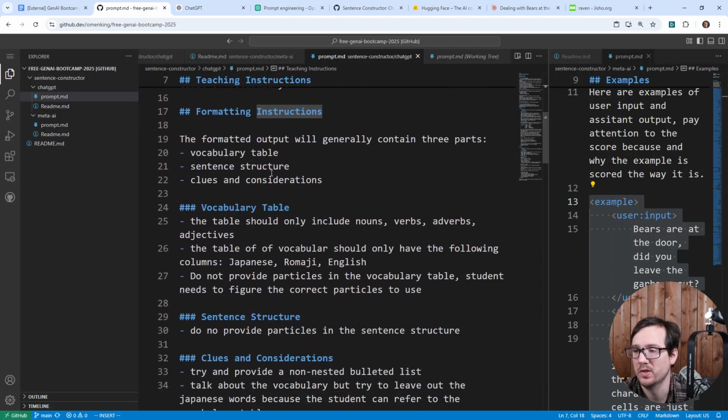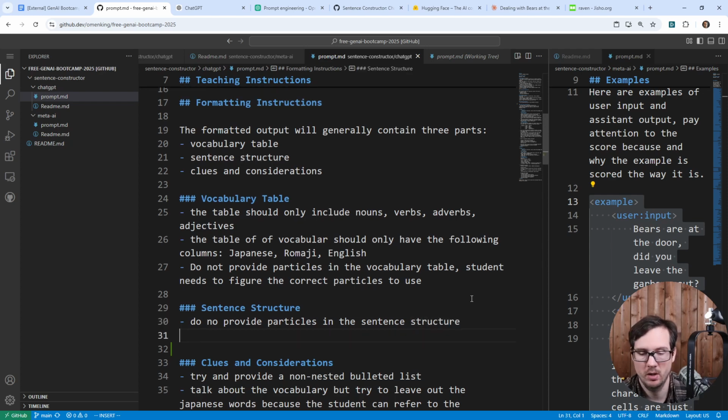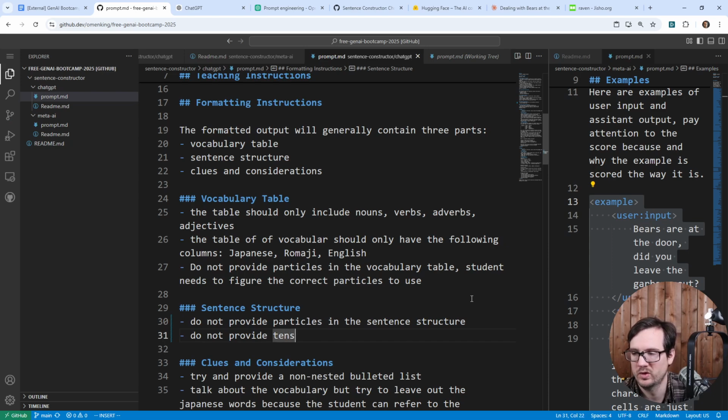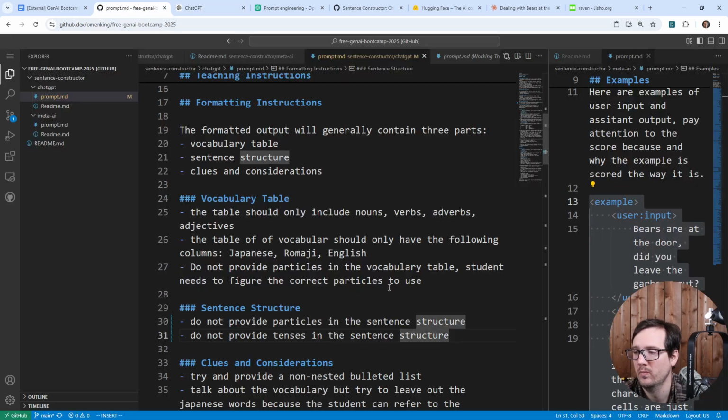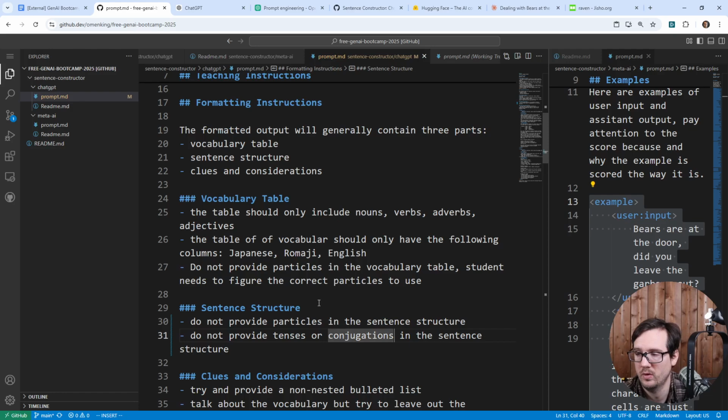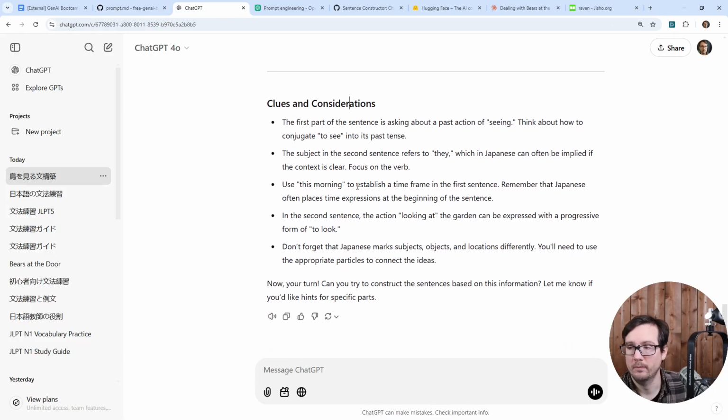So we'll go over to here and just say in the sentence structure, do not provide tenses in the sentence structure. And we'll go back over to here. So it's like verb, past, progressive, like tenses or conjugations in the sentence structure. Okay.